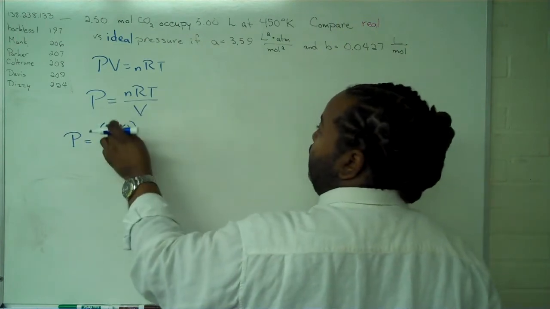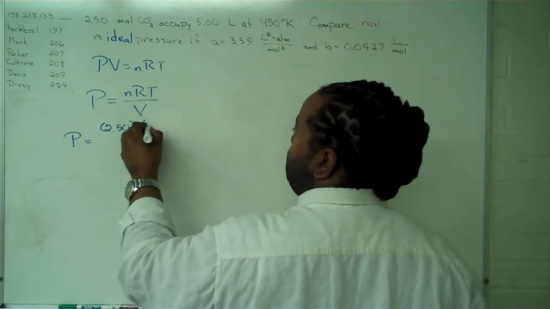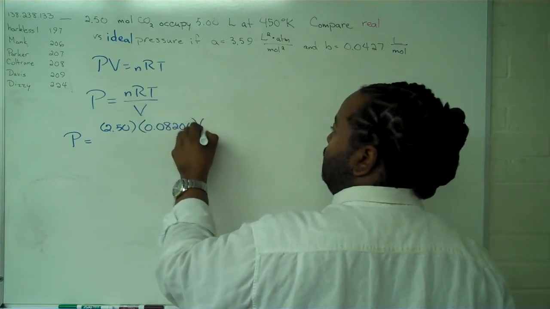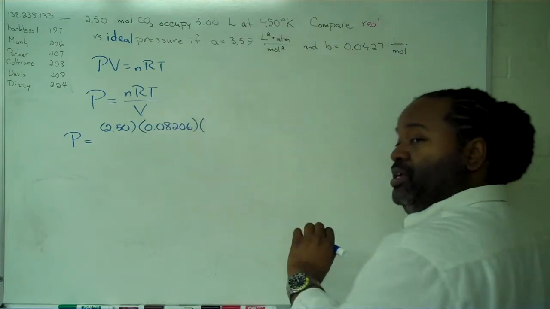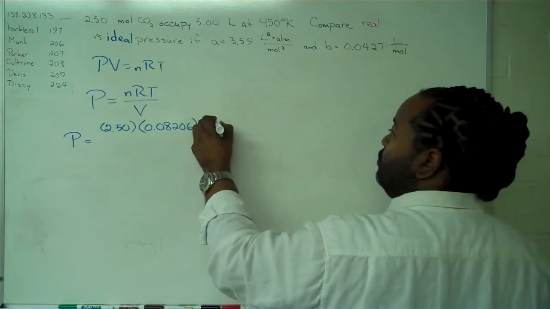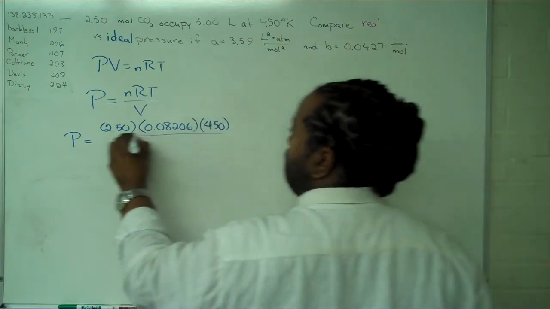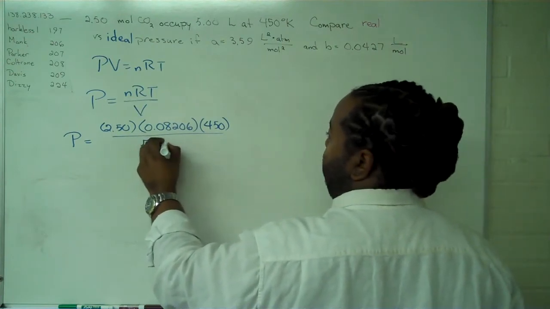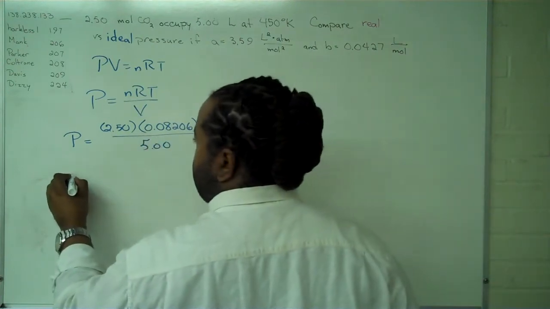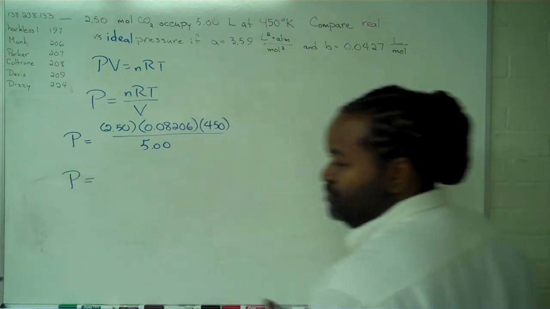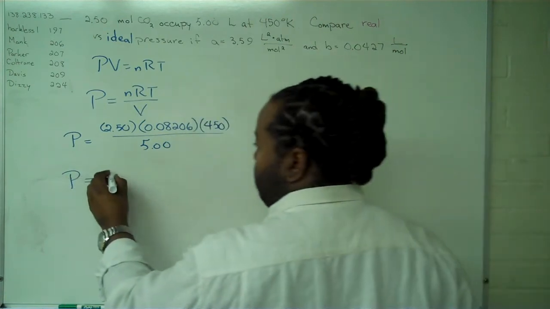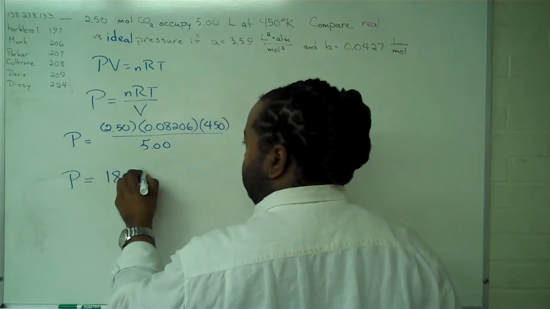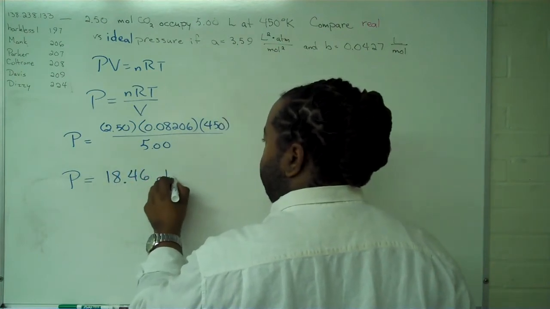So 2.50 is the number of moles. We have our gas constant, and the temperature is already given in Kelvin. And we have the volume set at 5 liters. And so under ideal conditions, the pressure that we determine is 18.46 atmospheres.